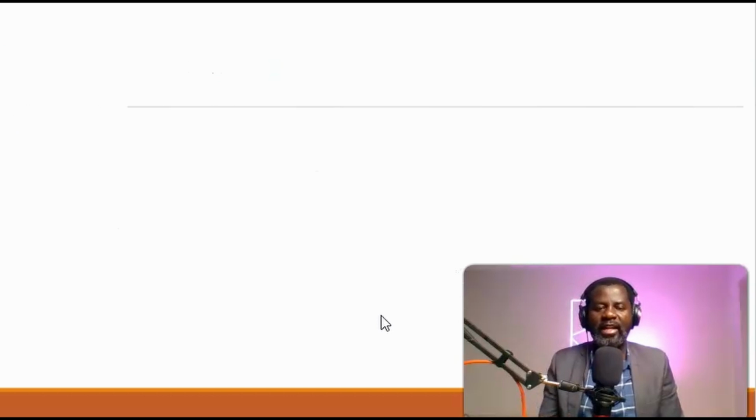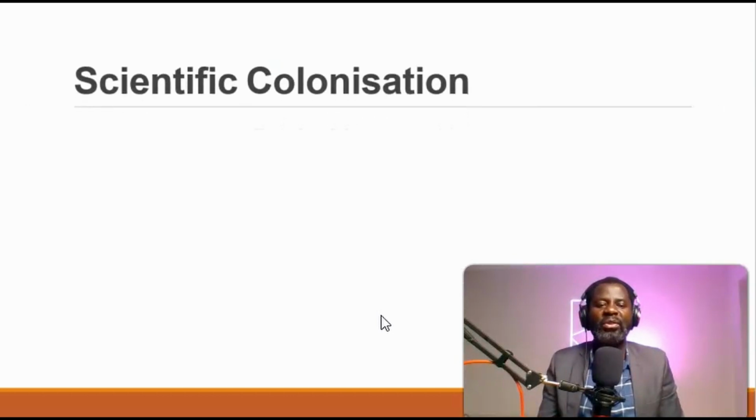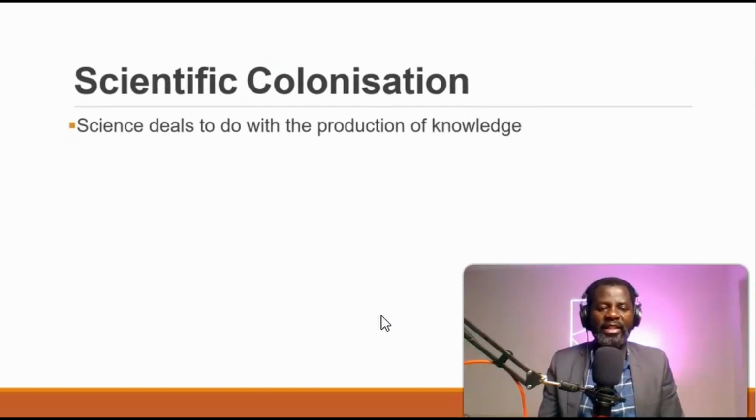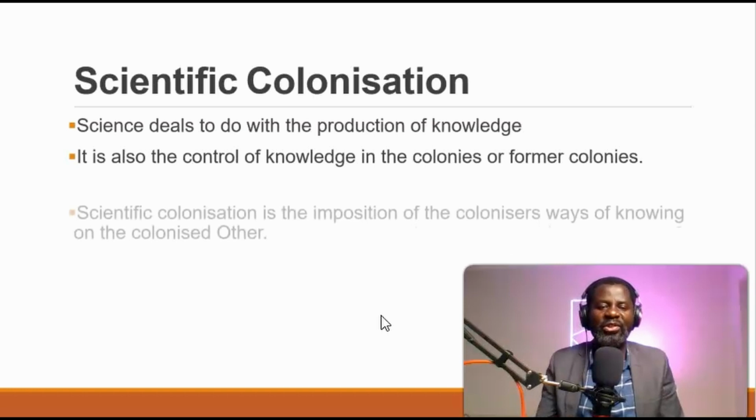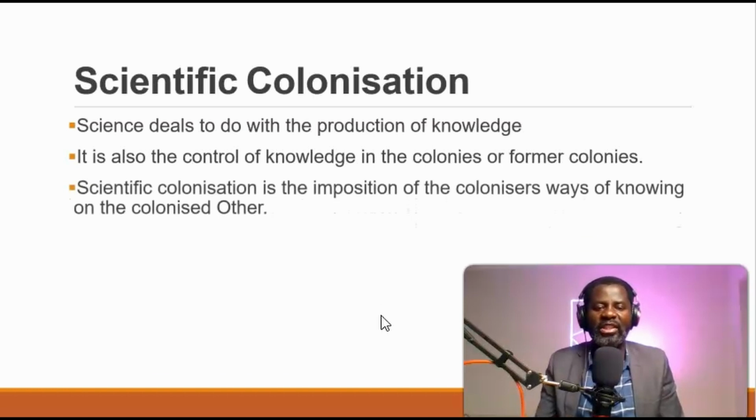So let's take time and talk about scientific colonization. What is scientific colonization? Science deals with the production of knowledge. Scientific colonization is the control of knowledge in the colonies or former colonies, where the former colonizer controls how knowledge is produced, how knowledge is disseminated or shared, and how people do things. That becomes scientific colonization. Scientific colonization is the imposition of the colonizer's ways of knowing on the colonized other.